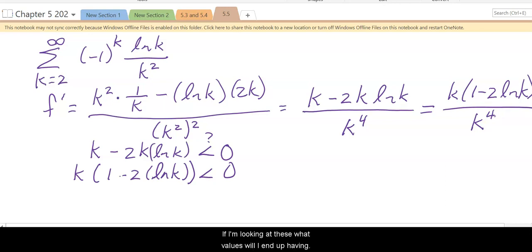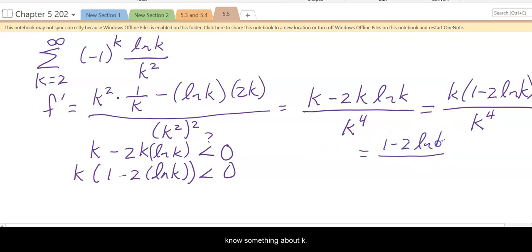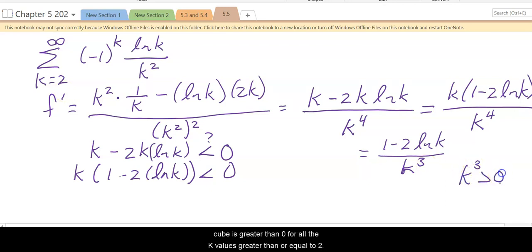If I'm looking at these, what values will I end up having? I'm going to go ahead and reduce it, even though this gives me an odd power in the denominator, because I know something about k. Namely, I know that provided that k gets beyond 0, k cubed will be positive no matter what. Since my series starts when k is 2, then I know that k cubed is greater than 0 for all the k values greater than or equal to 2.